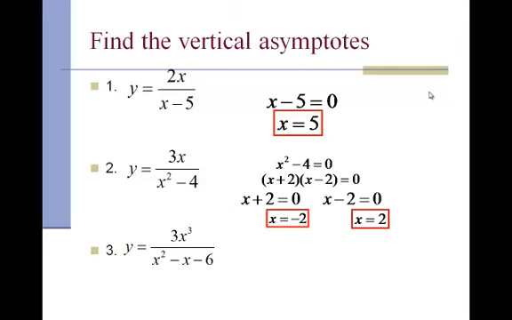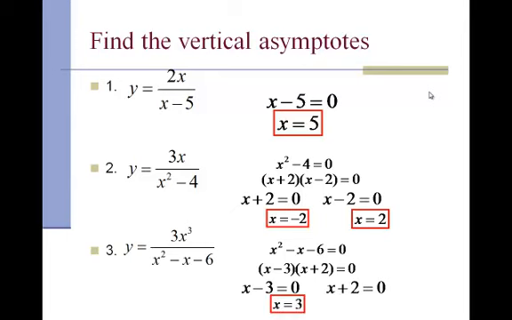On the third example, my denominator is x squared minus x minus 6, and I would set this equal to 0. This is something that does need to be factored. It's a trinomial. And I'm thinking to myself, what multiplies together to make negative 6 and would add up to negative 1? Well, that would be a negative 3 and a positive 2, so the factors would be x minus 3 and x plus 2. Set each one of your factors equal to 0, solve for x. On the first one, we would add 3 to the right to get x equals positive 3. On the second one, we're going to subtract 2 to the right to get x equals negative 2.